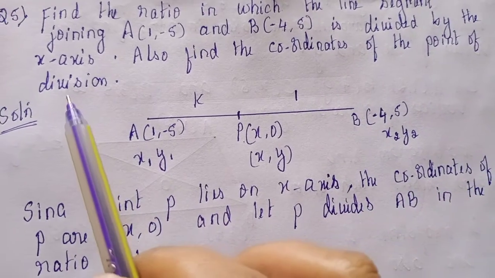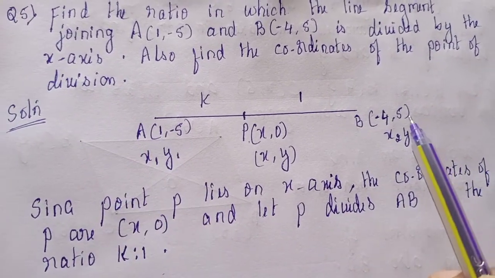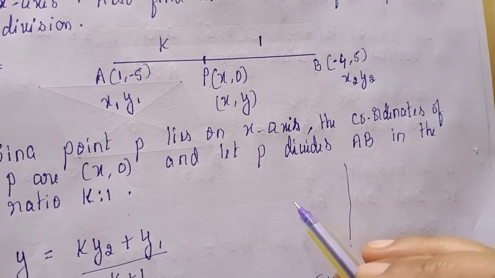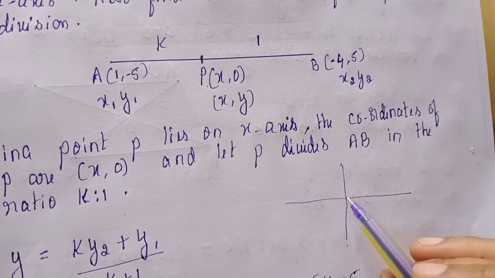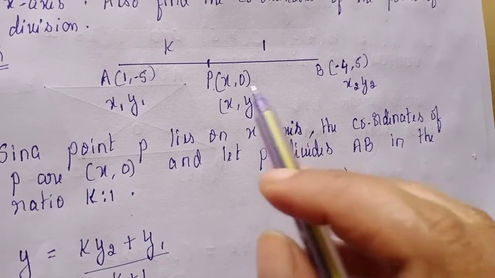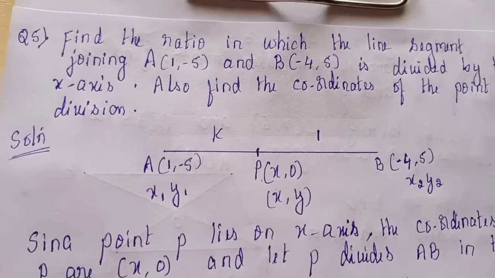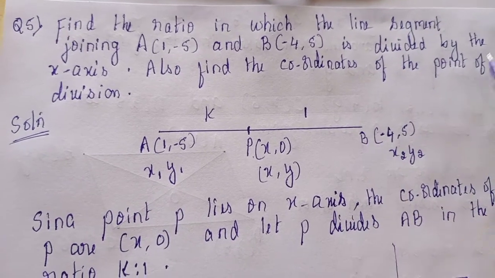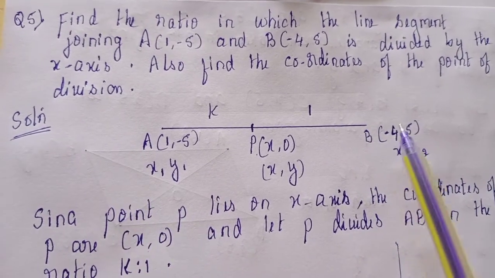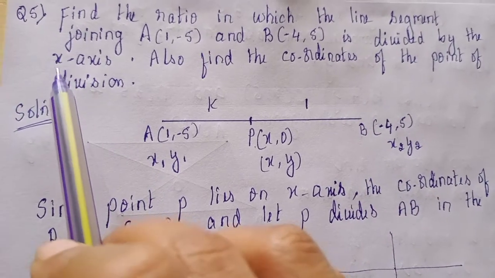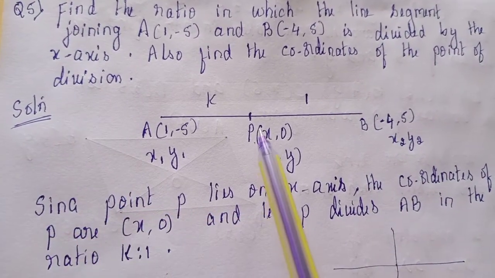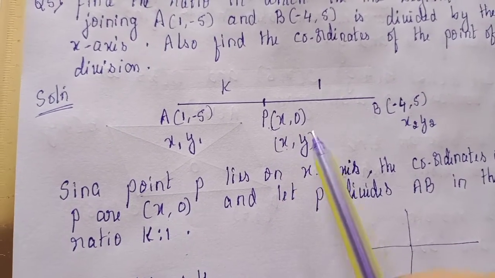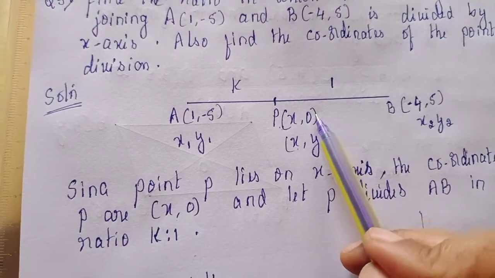Is divided by x-axis means what? This line is divided by x-axis means when this line is like this in vertical, so the x-axis passes through this line, meaning a point on x-axis will lie on this line segment AB. So remember, I already told you in the previous videos, when a line segment AB is divided by the x-axis, it means this line is passing through x-axis, so one particular point on x-axis lies on this line segment AB. As you know, the point on x-axis is (x, 0), because the y value is 0 on x-axis.